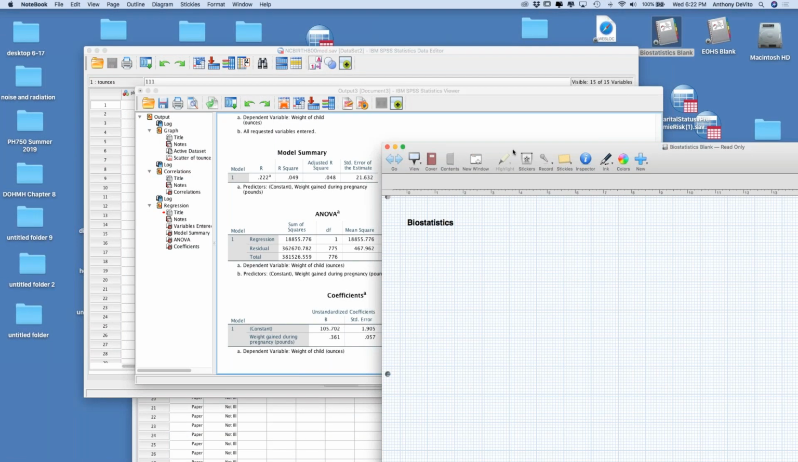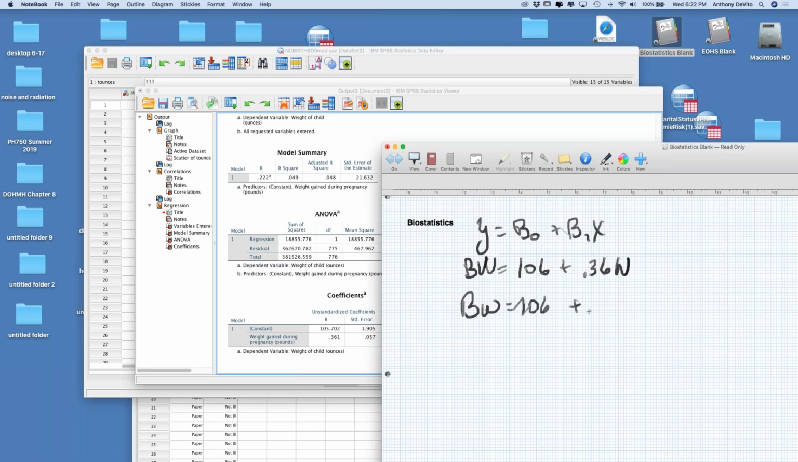what this tells me is that our formula for that line is going to be y is equal to b0 plus b1x, where b0 is the y-intercept. And what is that? That's equal to 106 plus the slope for the weight gain during pregnancy, which is 0.36 times the weight gained during pregnancy. So y is the birth weight of the baby, right? Is the birth weight in ounces. So my birth weight is equal to 106 plus 0.36 times the weight gained by the mother.